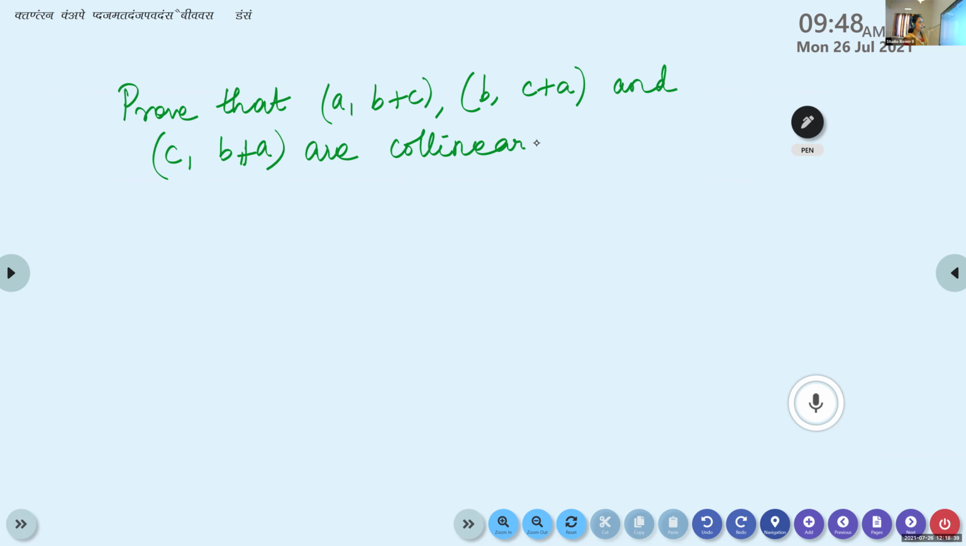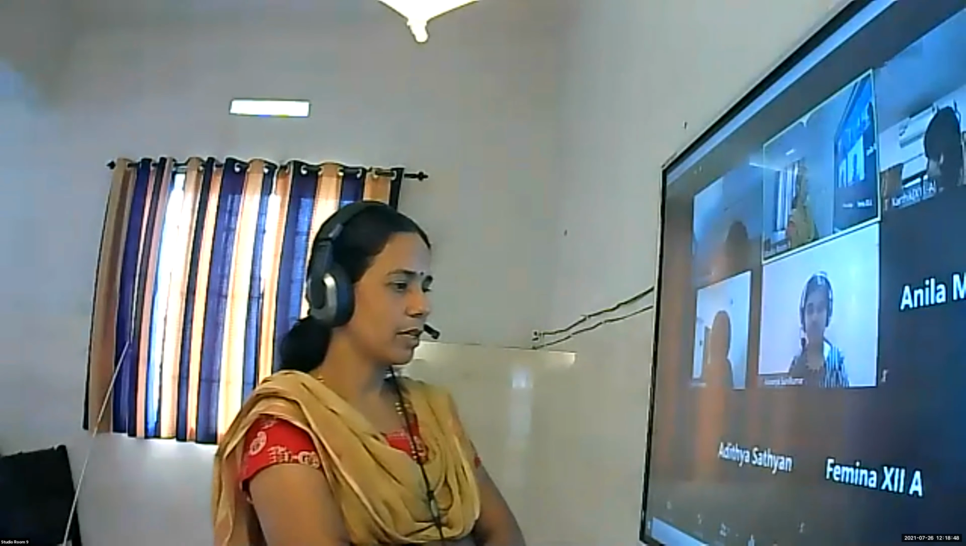Prove that these 3 points are collinear. What is meant by collinear? Area should be 0. They lie on the same line. Collinear means they lie on the same line. Therefore, the area of the triangle will be 0. So we have to prove the area is 0.